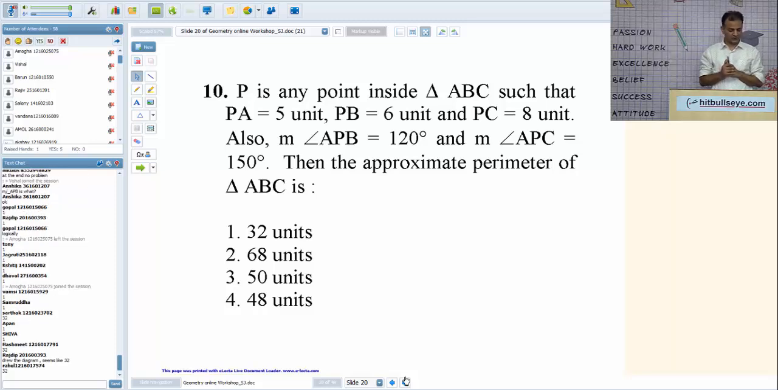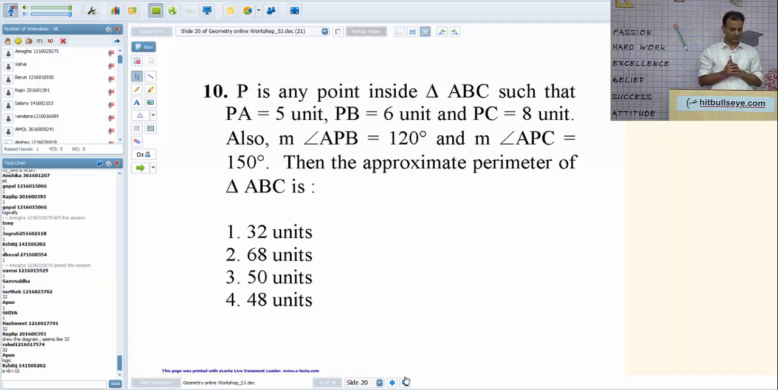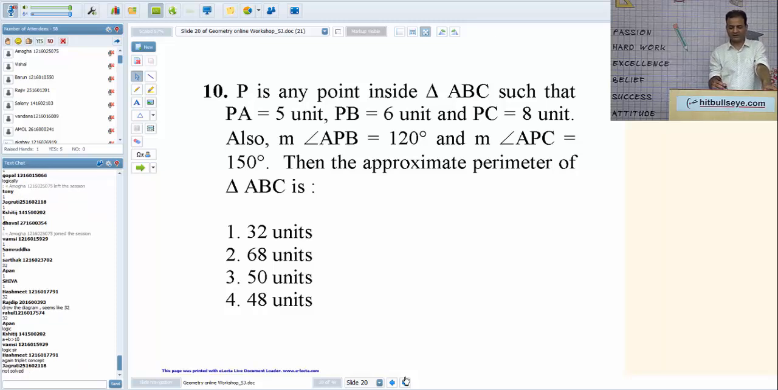Yeah, the answer is 32. 32 is the right answer. Do the diagram, it seems like 32. Very good. Okay. See friends, the detailed method is there at the end. I will tell you, for those who have not come up with the answer.